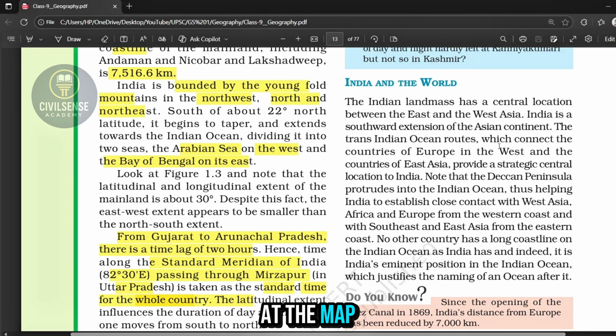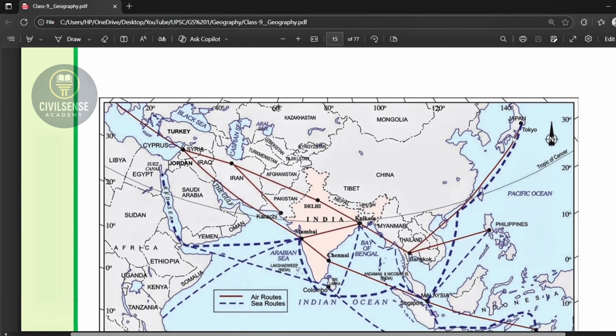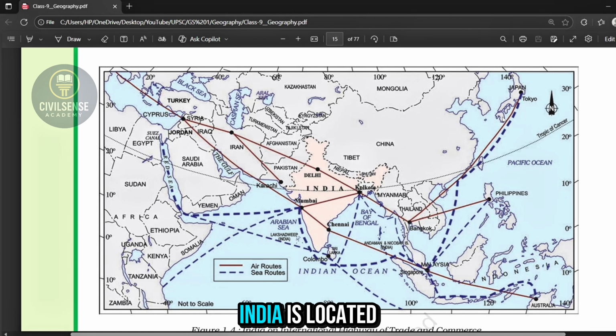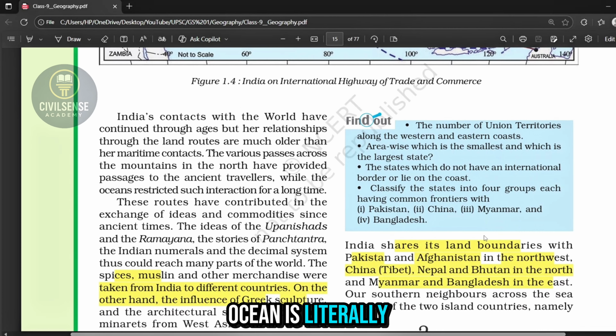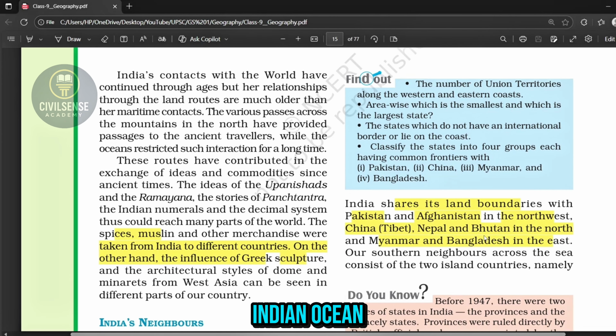If you look at the map of Asia, India is located almost in the center between East and West Asia. This gives India a strategic central location in the Indian Ocean region. The Deccan Peninsula extends southward into the ocean, helping India maintain close connections with West Asia, Africa and Europe from the western coast, and Southeast Asia and East Asia from the eastern coast. No other country has such a long coastline on the Indian Ocean, and that's why the ocean is literally named after India, that is the Indian Ocean.